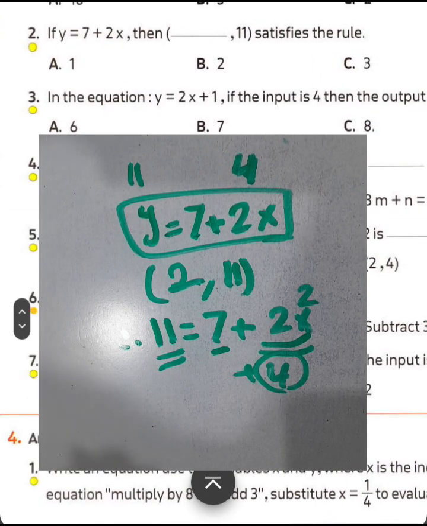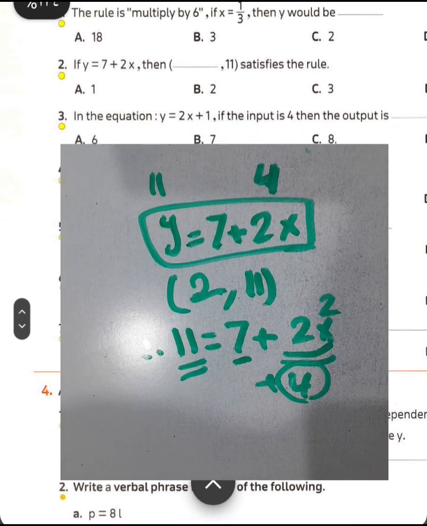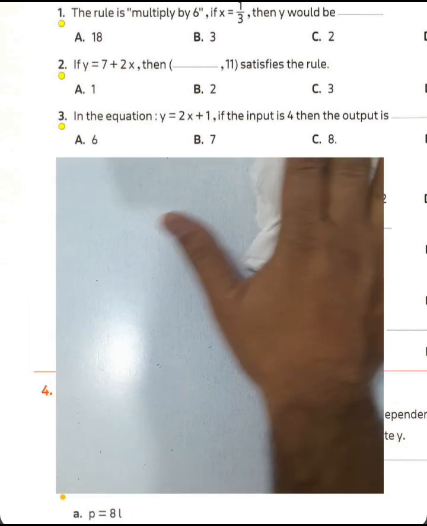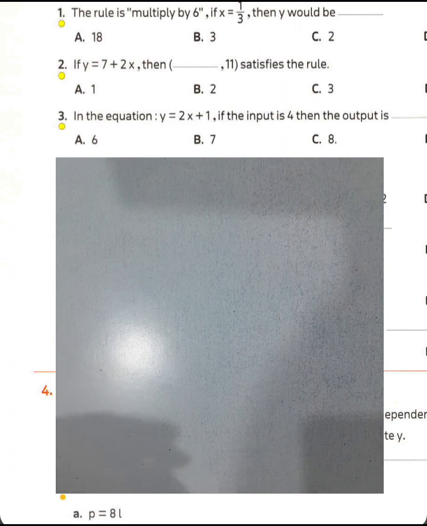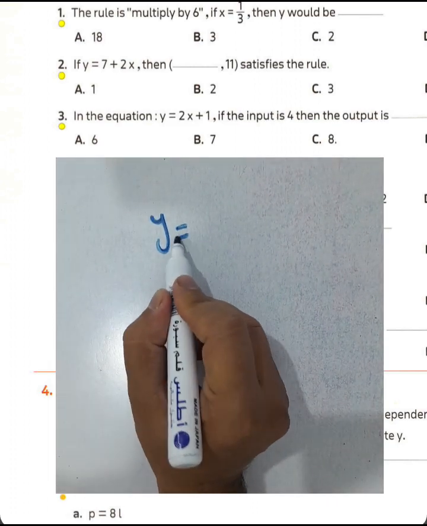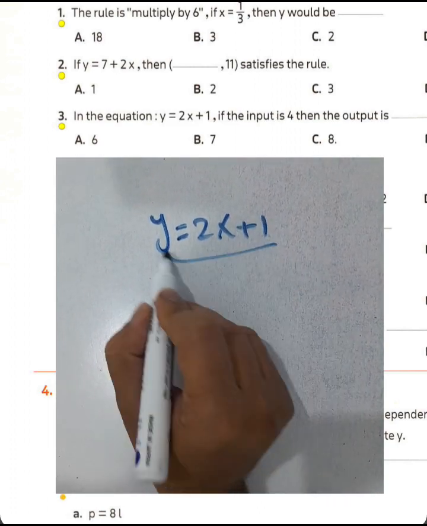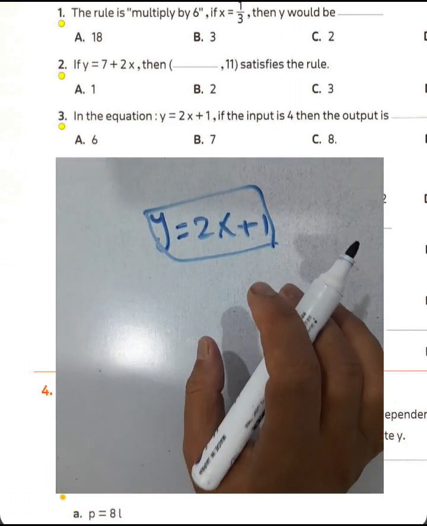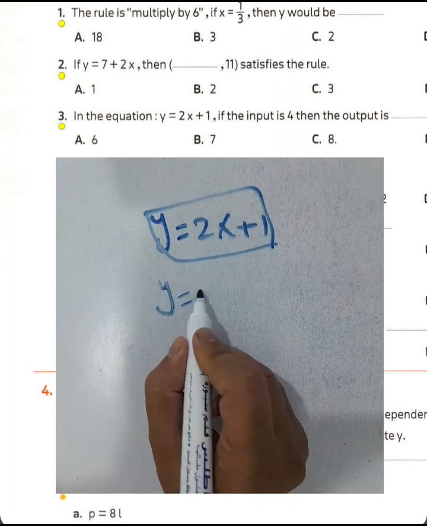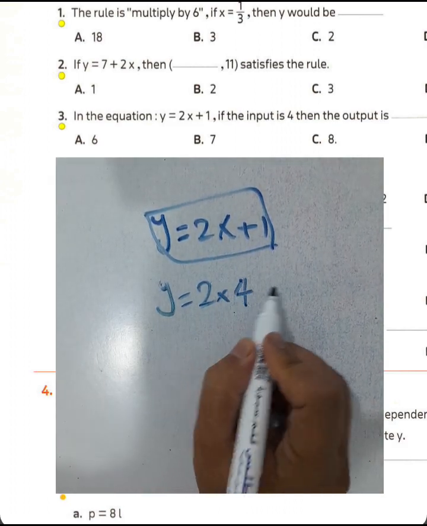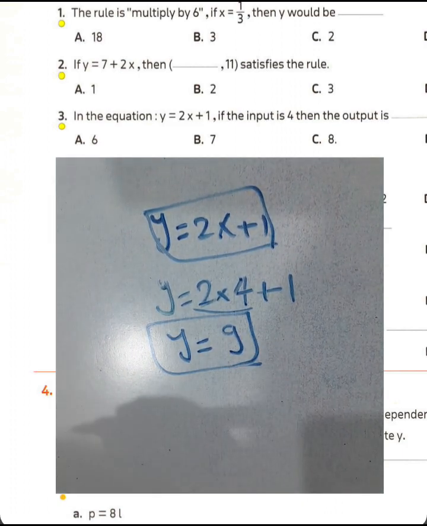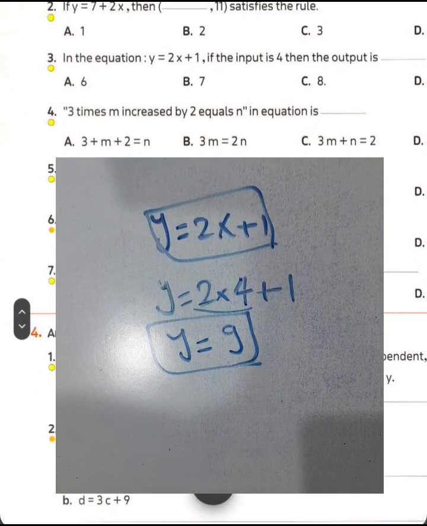Question number 3. In the equation, y equals 2x plus 1, if the input is 4, then the output? The output here refers to y, and x here is the input. We have y equals 2x plus 1. It's the equation. We want to put x equal to 4, the input 4. Then y equals 2 multiplied by 4 plus 1. Then y equals 2 times 4, equal to 8, plus 1, equal to 9. Then y here equals 9. Question number 3.